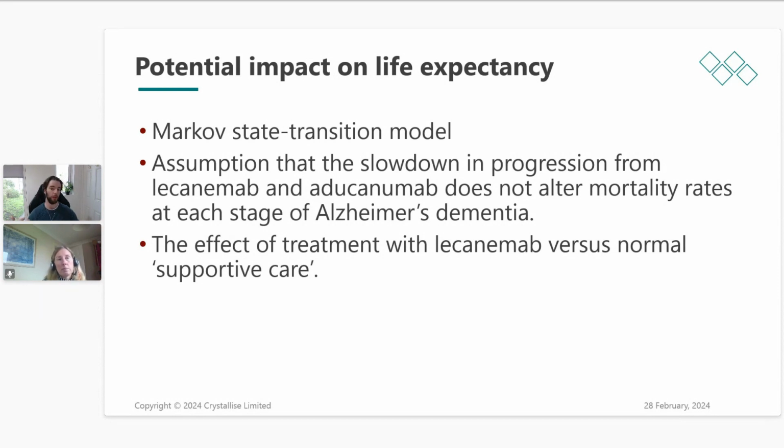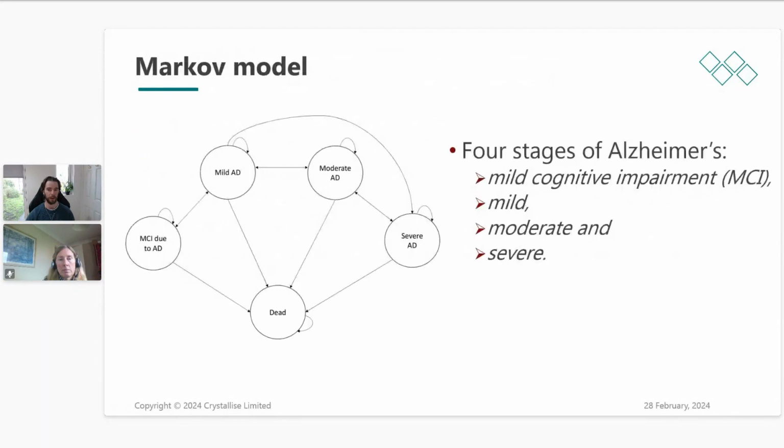And if we know the slowdown in the rate of transition or the rate of progression, and we know the mortality for each state, we can then quantify the potential mortality impact as a result of the intervention, and then corroborate that against the health technology assessments that get carried out. So this is a Markov model, very simple. I'm sure a lot of actuaries are going to be familiar with Markov models.